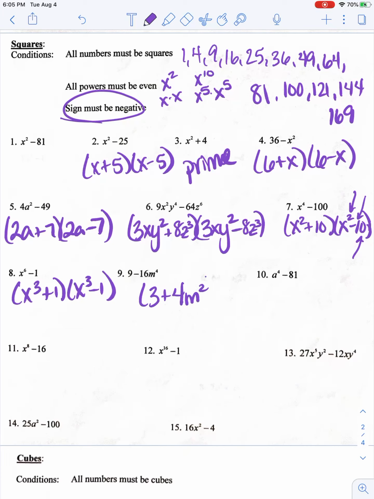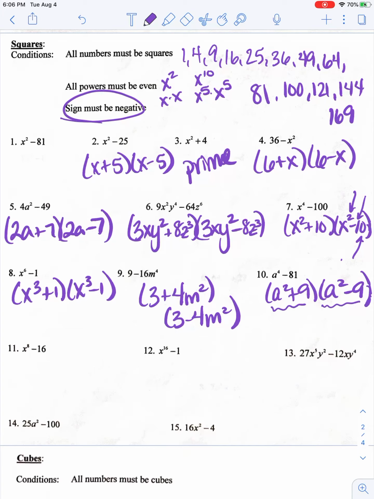And again, don't flip this around. 4m squared, 3 minus 4m squared, a squared plus 9, a squared minus 9. Okay, now let's look at this one. This one can go again. This piece right here is done because you've hit a plus sign, but on this one over here, your power is even, your number's a square, and that's still a subtraction sign. So that one's done, but this one can go again.